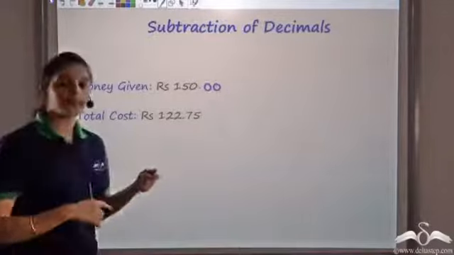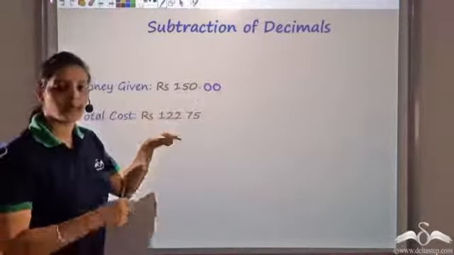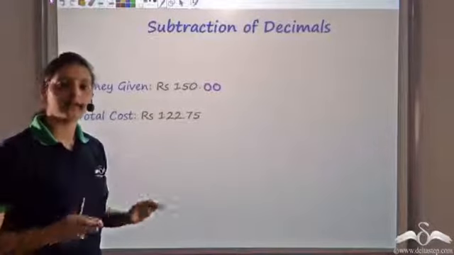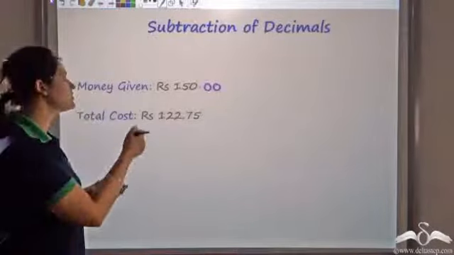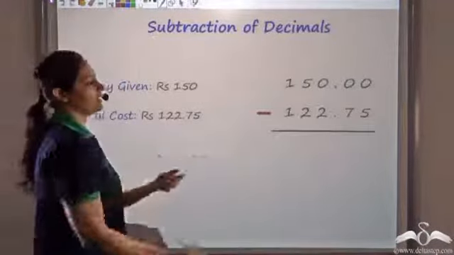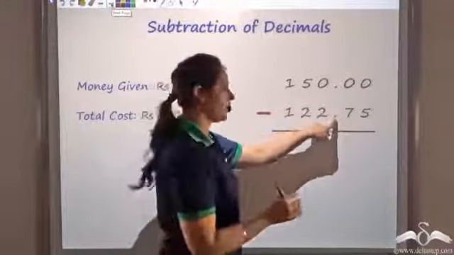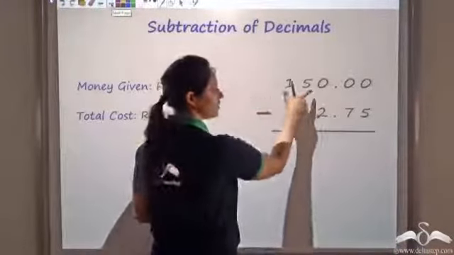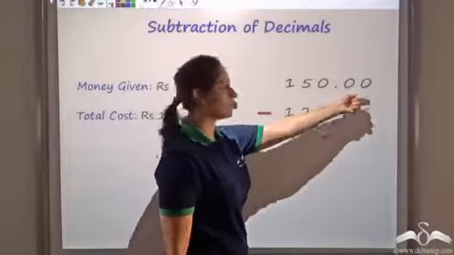Now again, for subtraction also, follow the same rule. Place the decimal point one below the other and then follow as it is, as you've been subtracting integers. Similarly, you subtract decimals, but place the decimal one below the other. That is important. Now you need to subtract 122.75 from 150.00.